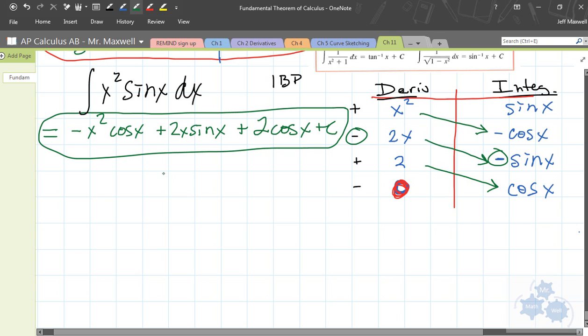So we'll do some more examples from the textbook, but that should be your answer there for that one. So let me just double check. Yeah. Okay, so that's good. Questions?